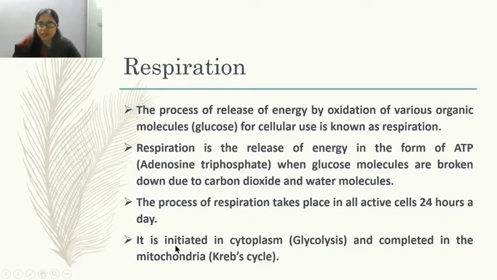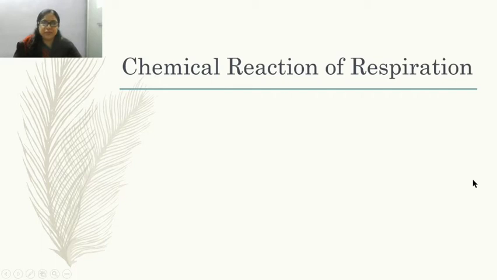Now the respiration process starts in the cytoplasm and is completed in the mitochondria. In the cytoplasm, the step of respiration is glycolysis, and in the mitochondria it is known as the Krebs cycle. The chemical reactions inside the mitochondria are the Krebs cycle, and in the cytoplasm they are known as glycolysis. Further on we will see glycolysis and the Krebs cycle in detail, and now we will discuss the chemical reaction of respiration.